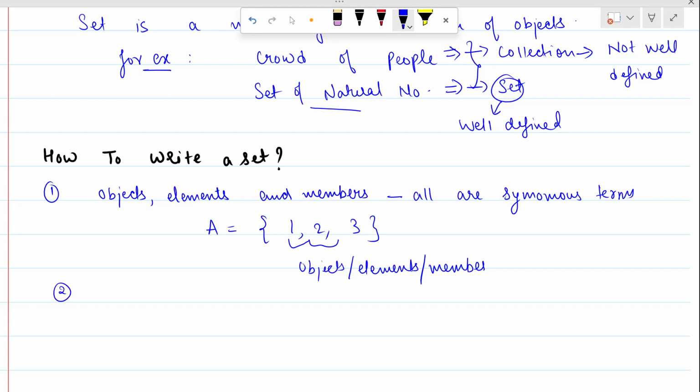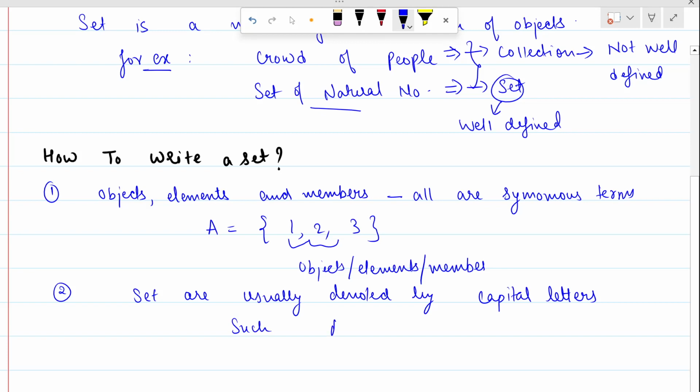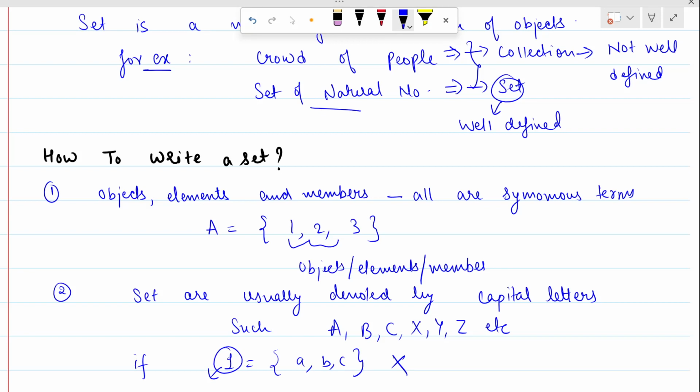Second, sets are usually denoted by capital letters, such as A, B, C, X, Y, Z, etc. We never denote the set by a numeral, such as if we say set 1 is equal to A, comma B, comma C. So this is the wrong way of representing a set. Set never comes with a numeral designation.